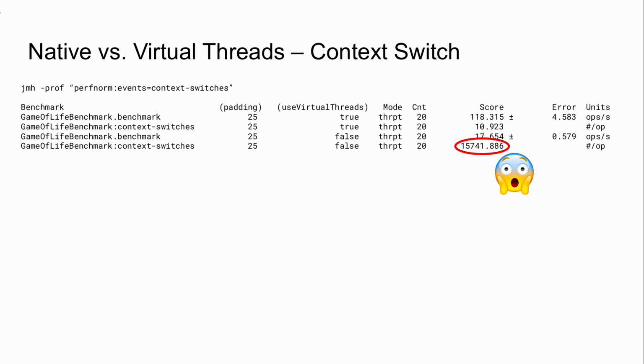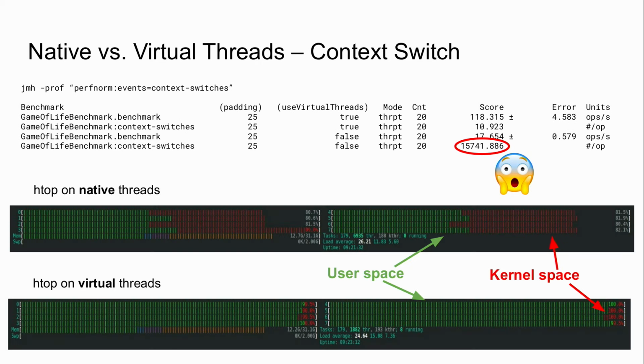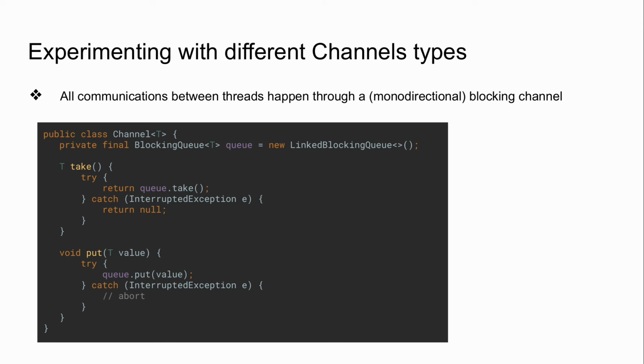Because they are made in the kernel space. So if you profile this thing with htop, you will see that more or less, more than half of the time of the native thread execution is wasted in the kernel space doing context switches. Okay, that's the big gain. Mystery solved. This was the first attempt that I made.